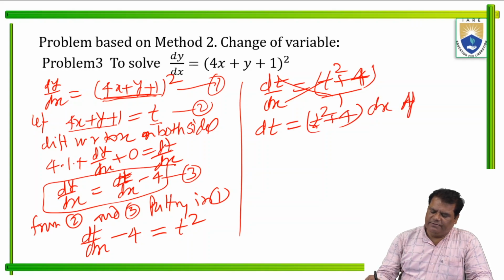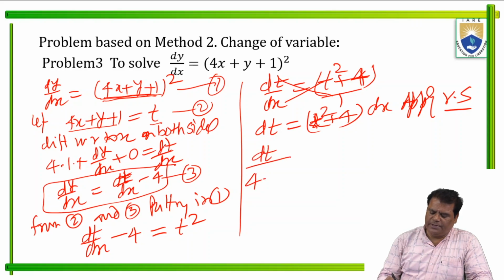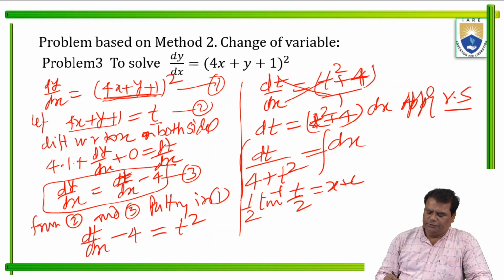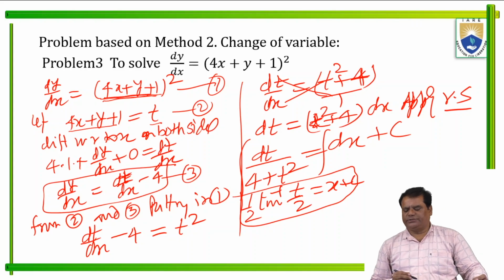So apply variable separable, the VS method. Here it is t square plus 4, so variable separable gives dt upon 4 plus t square equal to dx. Integrating on both sides, 1 upon 2 tan inverse t upon 2 equals x plus c. So this is the answer. This is complete. Here c is the arbitrary constant.